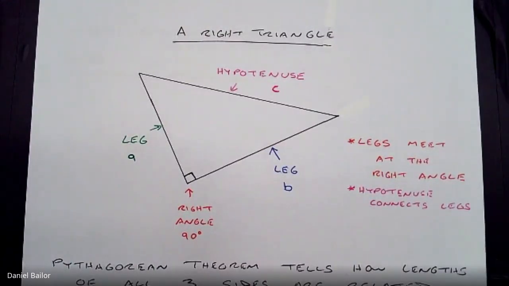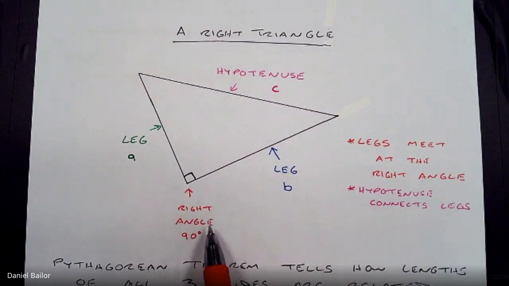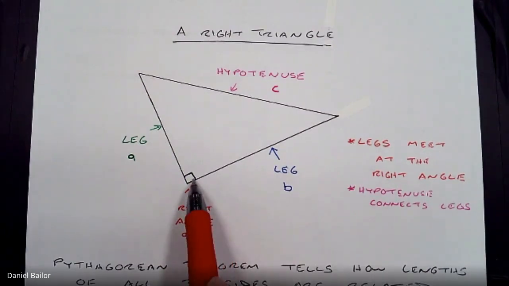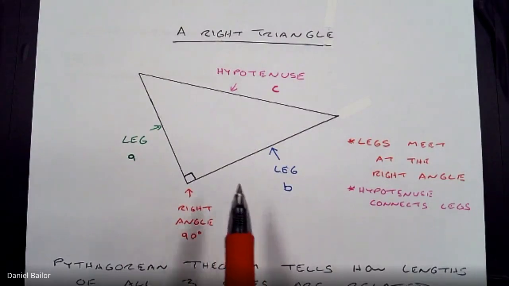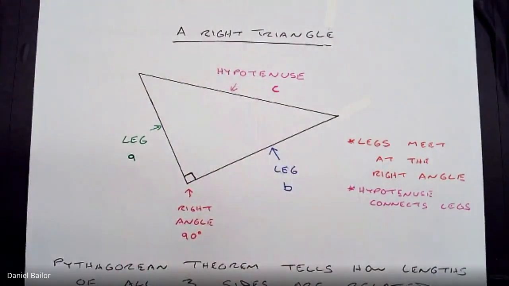throughout the lesson. You can see I drew a right triangle. You know it is a right triangle because right down here has a right angle in it. That little box right in the corner means it's a right angle, means it is exactly 90 degrees. That is the symbol for 90 degrees. So it has one right angle, so it is a right triangle.